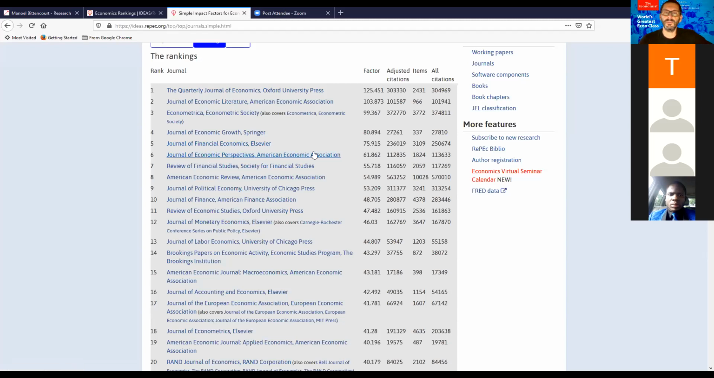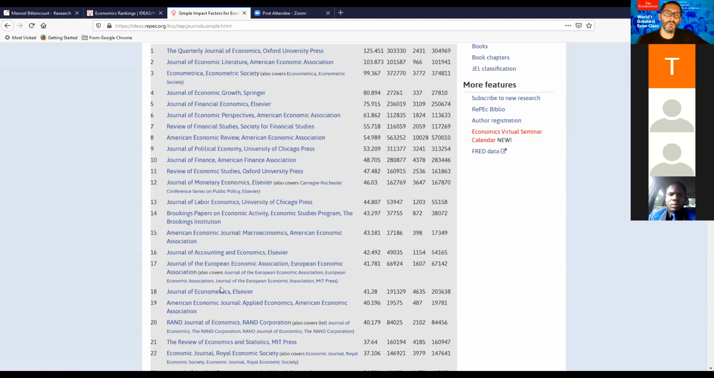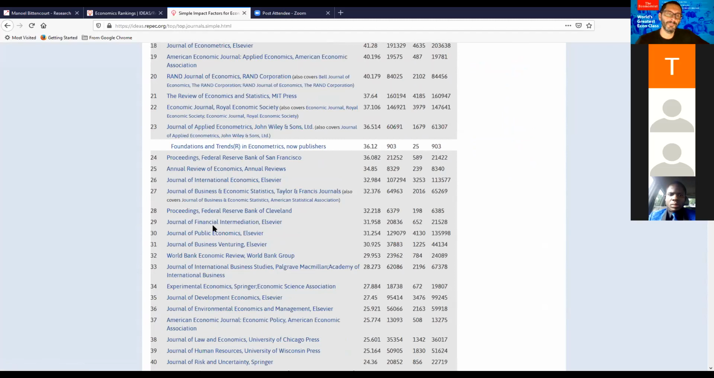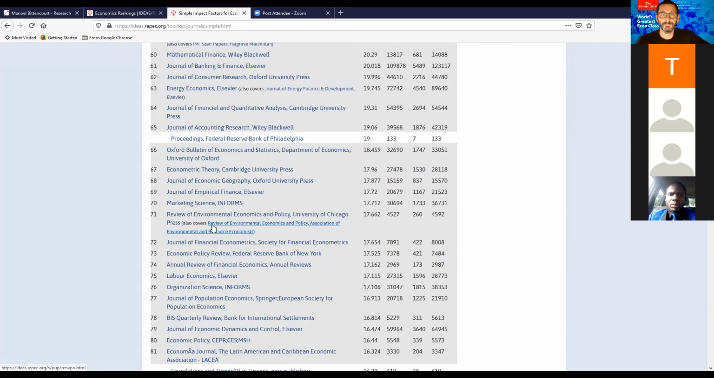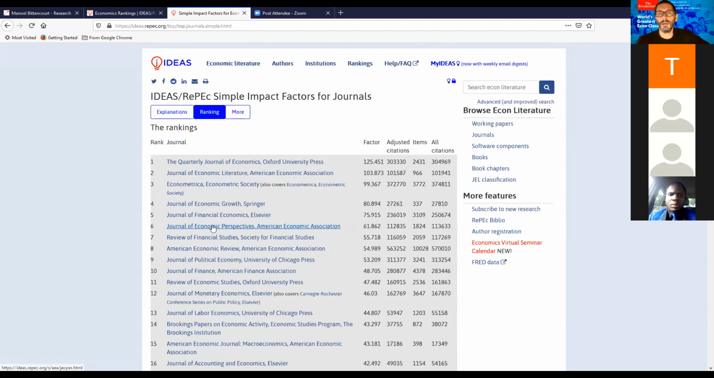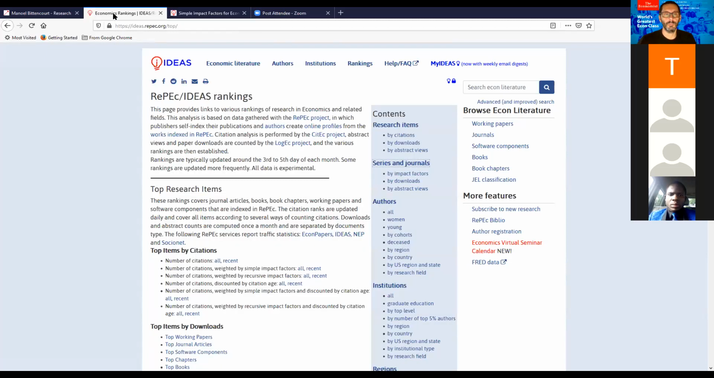Journal of Economic Perspectives, AEA, Review of Financial Studies, American Economic Review, Journal of Political Economy, published by the University of Chicago Press, and so on and so forth, right? If you grab a paper from a top 100 journal, you are probably in good hands. Okay, so if you become a professional economist, those names will become household names for you. So what about authors?